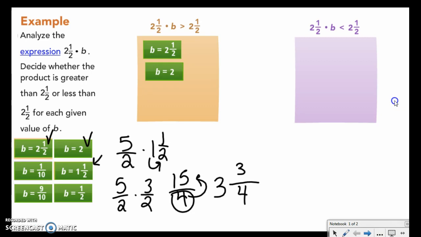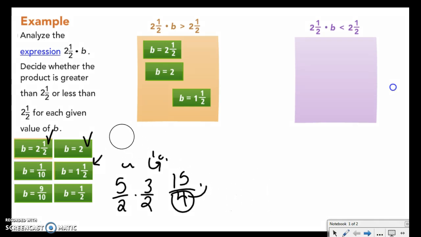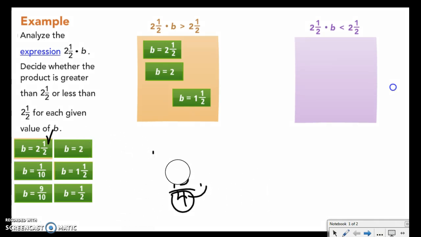Is 3 3/4 bigger or smaller than 2 1/2? Yes. 1, 2, and 3. Now I want you to do this one on your own and see if you can figure out what the value would be.